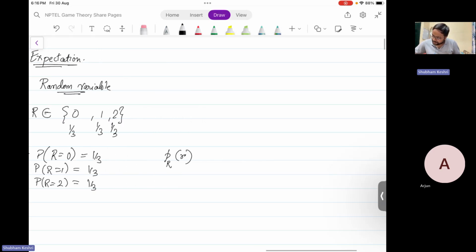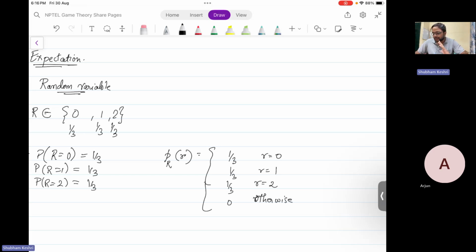So this is equal to 1/3 for r equal to 0, 1/3 for r equal to 1, 1/3 for r equal to 2, and 0 otherwise. For any other r, it is 0. So this is known as the probability mass function.